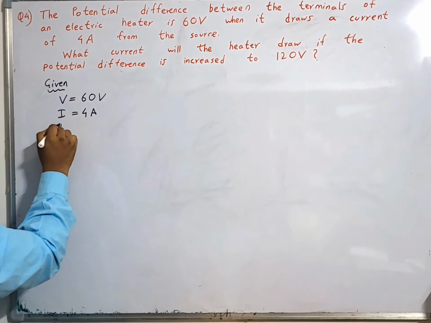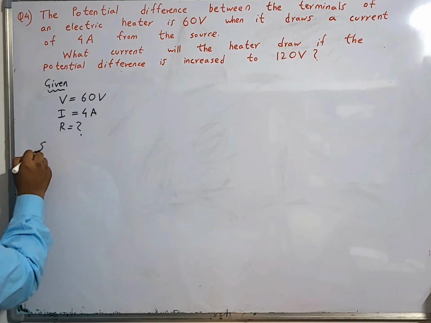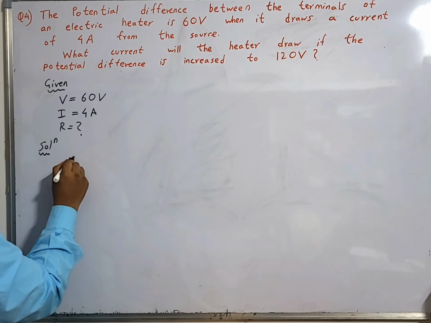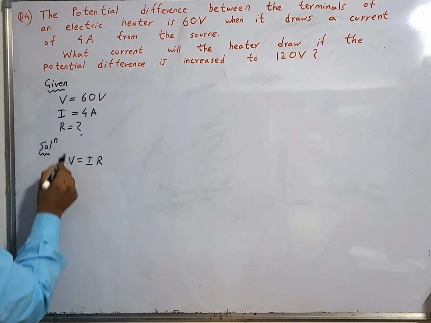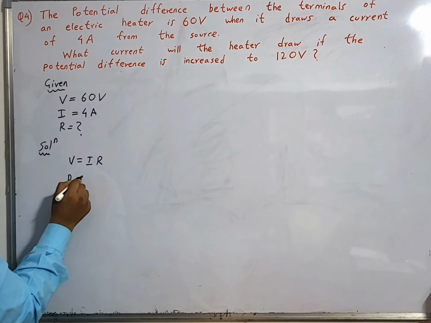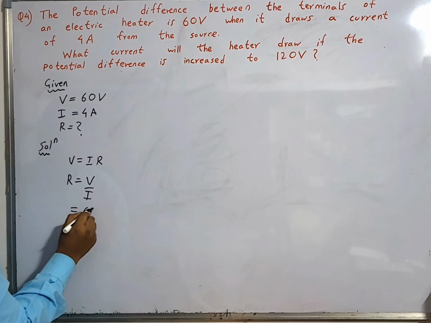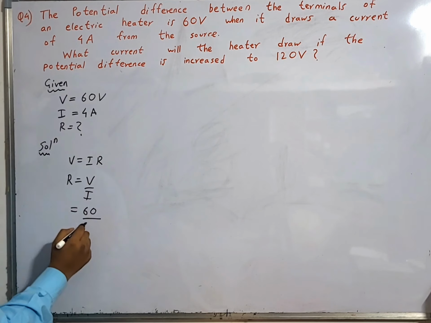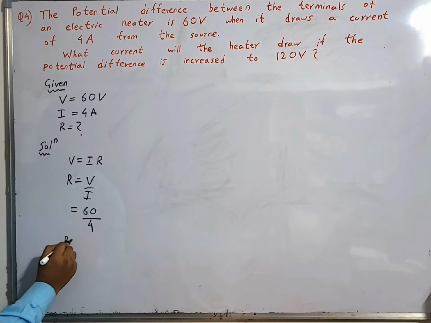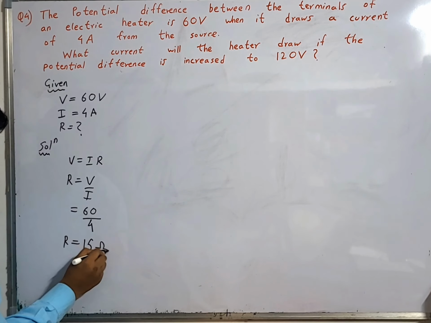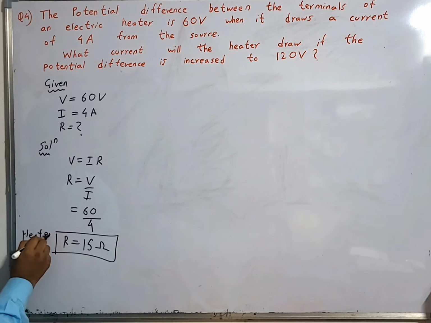So first we will find out the value of resistance. And how are we going to find out the value of resistance? By the Ohm's law. We know that V is equal to IR. So R is equal to V upon I, which is 60 volt upon 4 ampere. So R is equal to 15 ohm. The resistance of the heater is 15 ohm.